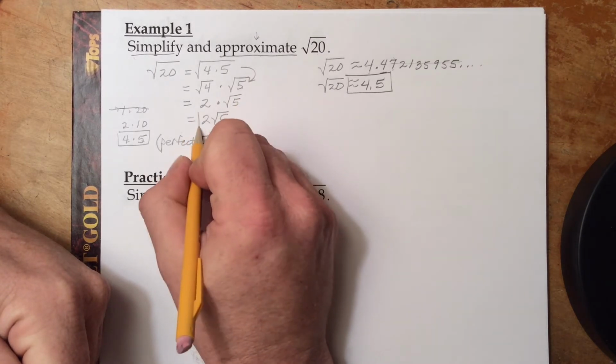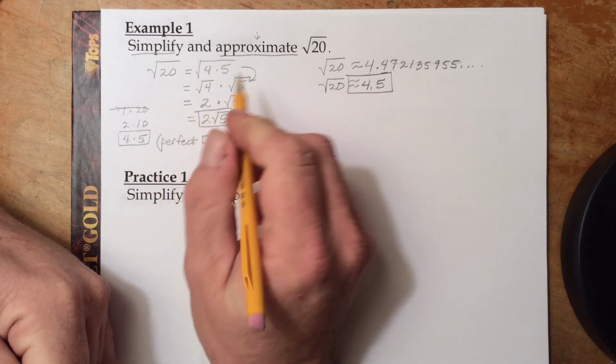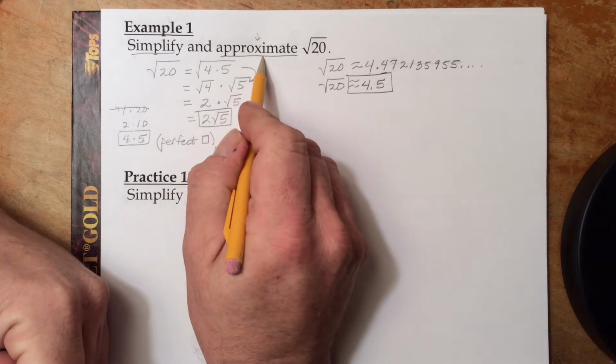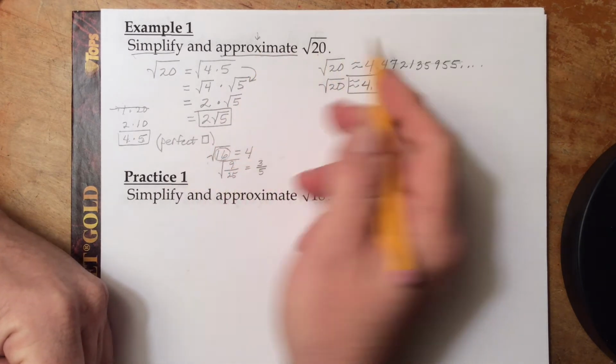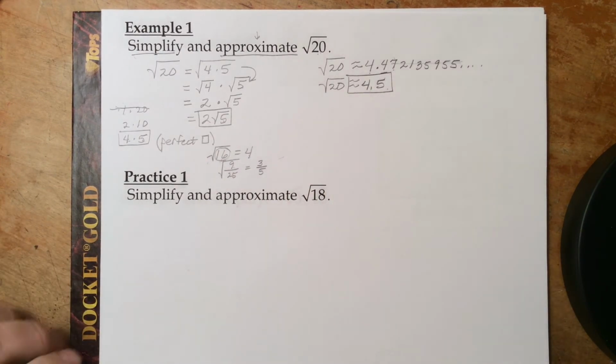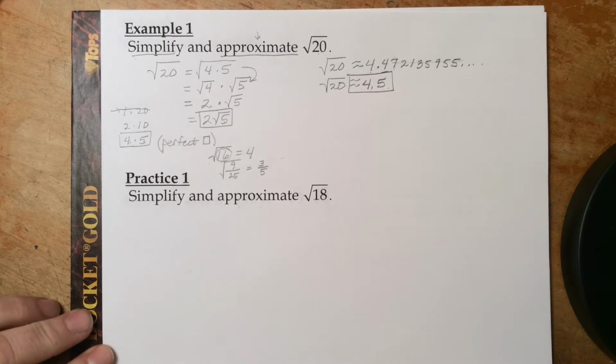So 2 root 5, or 2 times the square root of 5, is the simplification of the square root of 20. Again, the approximation of the square root of 20 rounded to the tenth place is 4.5. So these are your two answers. Now, try practice 1 on your own. Pause the video and try practice 1. Simplify and approximate the square root of 18.